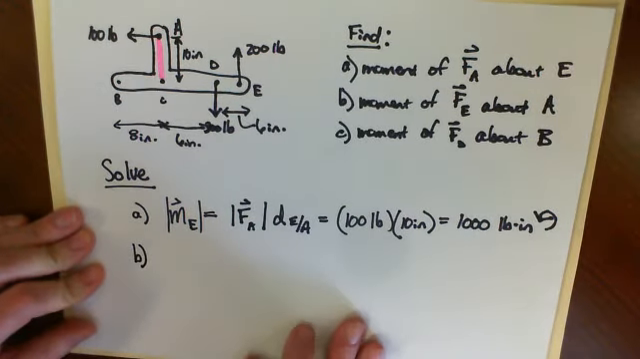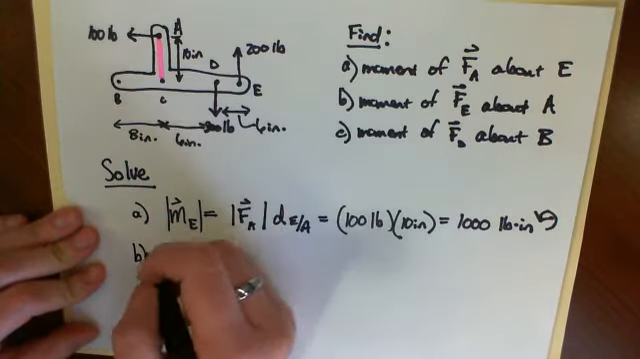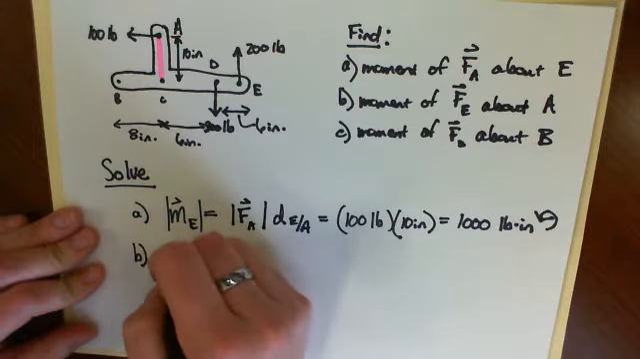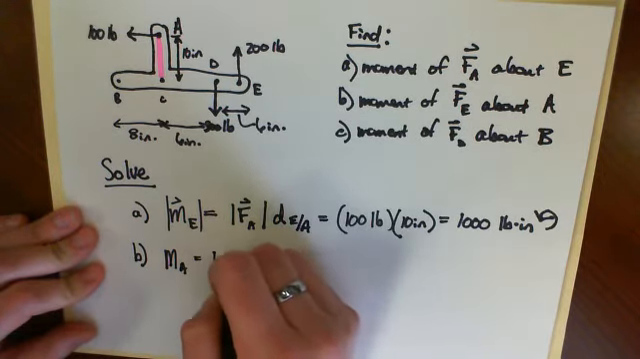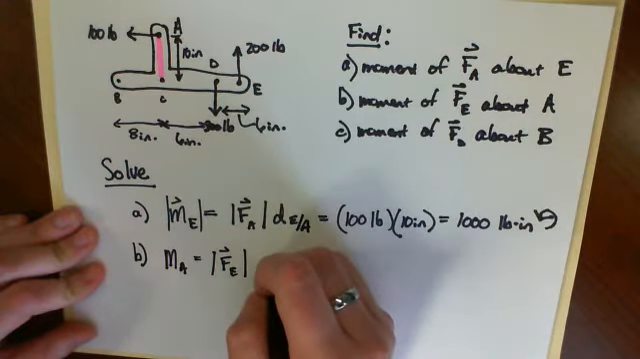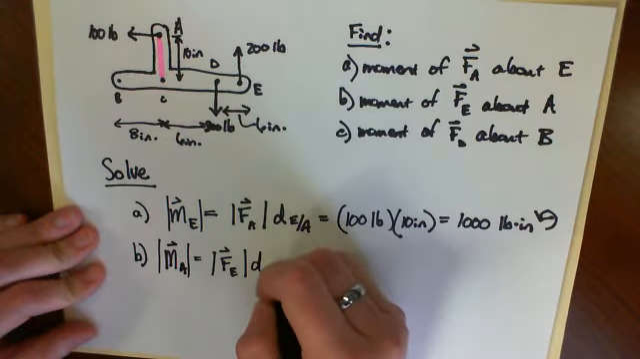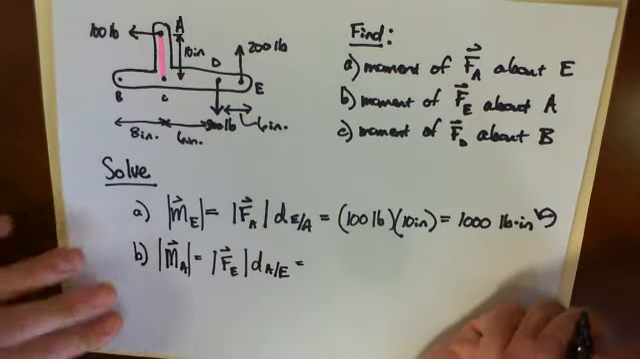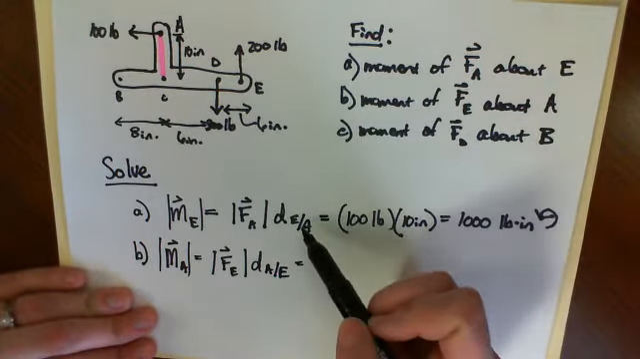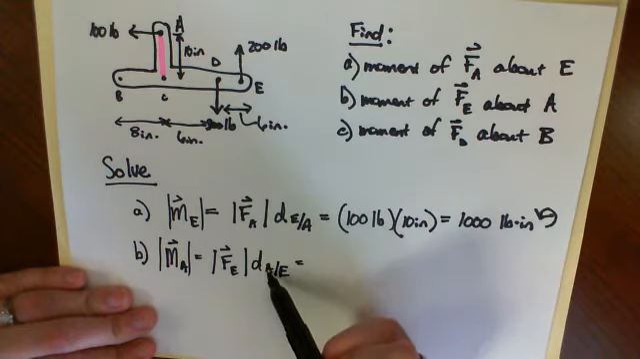Then B, the moment created by the load at E about A. So we have the moment about A, subscript A, is equal to the magnitude of the load at E times the perpendicular distance between A and E. And the reason I do this here, this is my point of application and this is my load, which is going to be different than here. This is my point and this is my load.